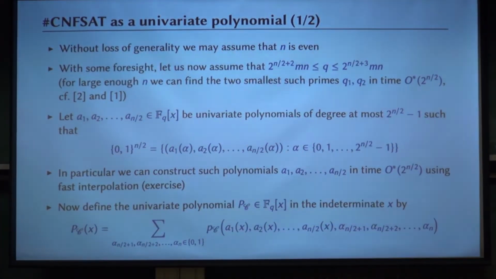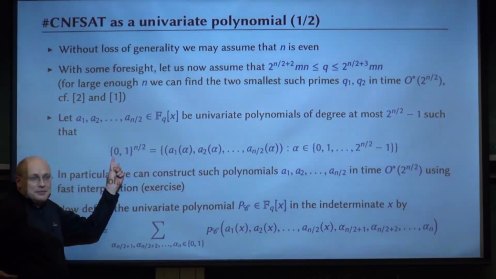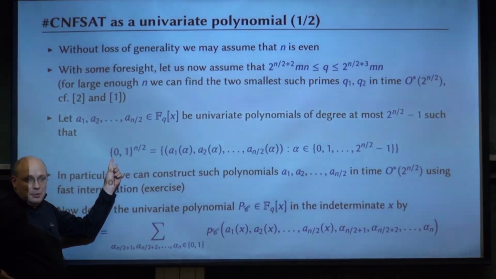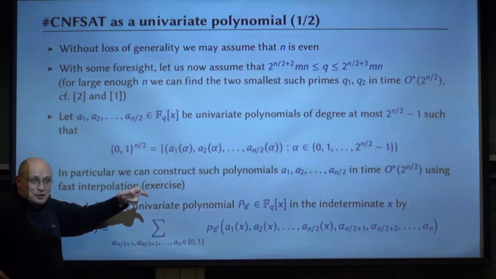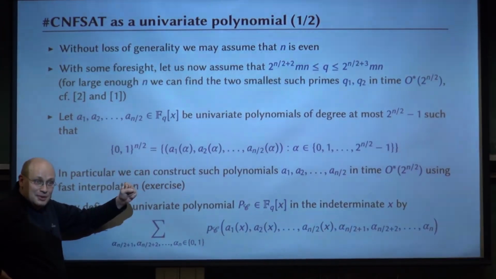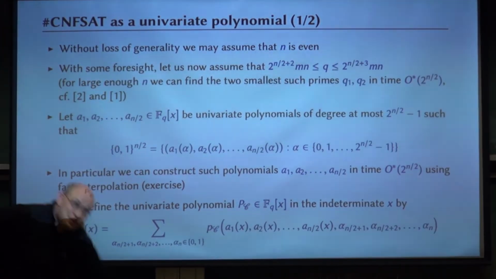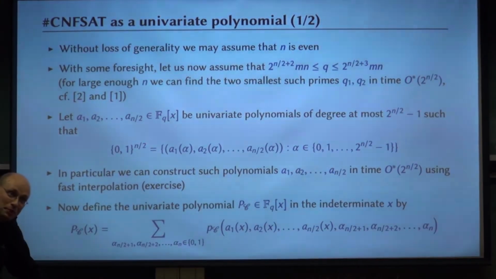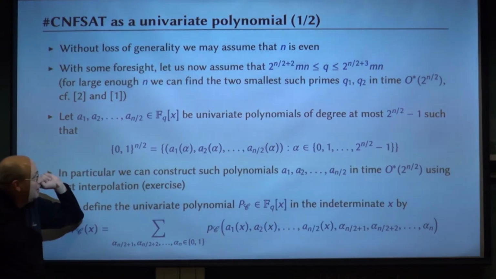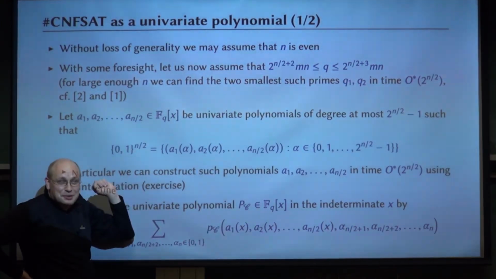You should think of this as: for each coordinate I want a polynomial. Coordinates of what? Notice on the left hand side, what do I have? The set of all binary strings of length n over 2. So each string has n over 2 coordinates. And there are lots of strings, 2 to the n over 2 of them. So for each coordinate, I want a polynomial. And what that polynomial is supposed to do is to interpolate precisely that coordinate.